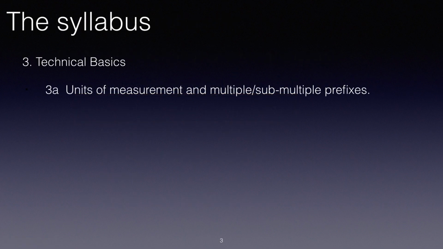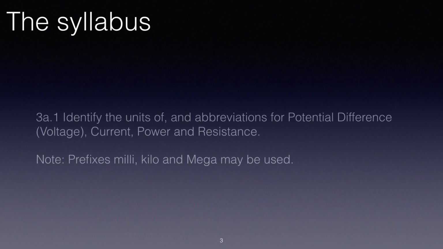The technical basics part of the syllabus says units of measurement and multiple submultiple prefixes. And if we look at what's under that, this is the only item we have to cover. 3A1, identify the units of and abbreviations for potential difference (voltage), current, power and resistance. And it says note, prefixes milli, kilo and mega may be used.